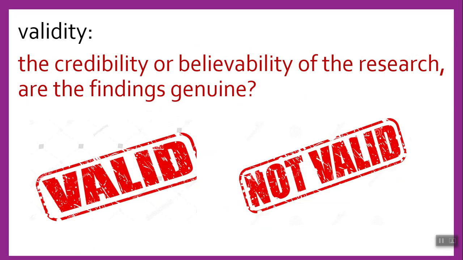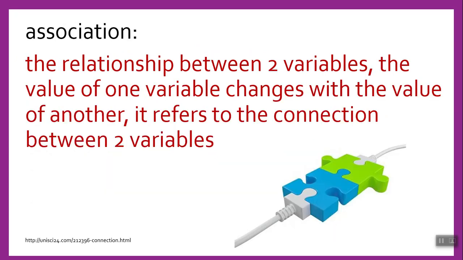Something else to take into consideration with an experiment is association. And all this means is the relationship between two variables, that the value of one changes with the value of another, the connection between two variables. So, sticking with the example of watching a TV show with violence in it and aggressive play, if an experiment found there was a relationship between the two, they would say that there's an association between those two variables.